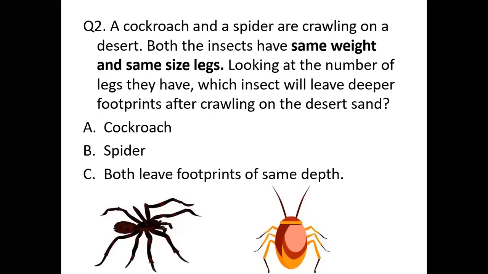Confused? Yes. I said body weight is the same, that means force is same. Now you have to count legs. In spider, 1, 2, 3, 4, 8 legs are there. Eight legs. Okay, 8 legs. In cockroach, 1, 2, 3, 4, 5, 6. 6 legs and 8 legs. Which insect will cover more area?